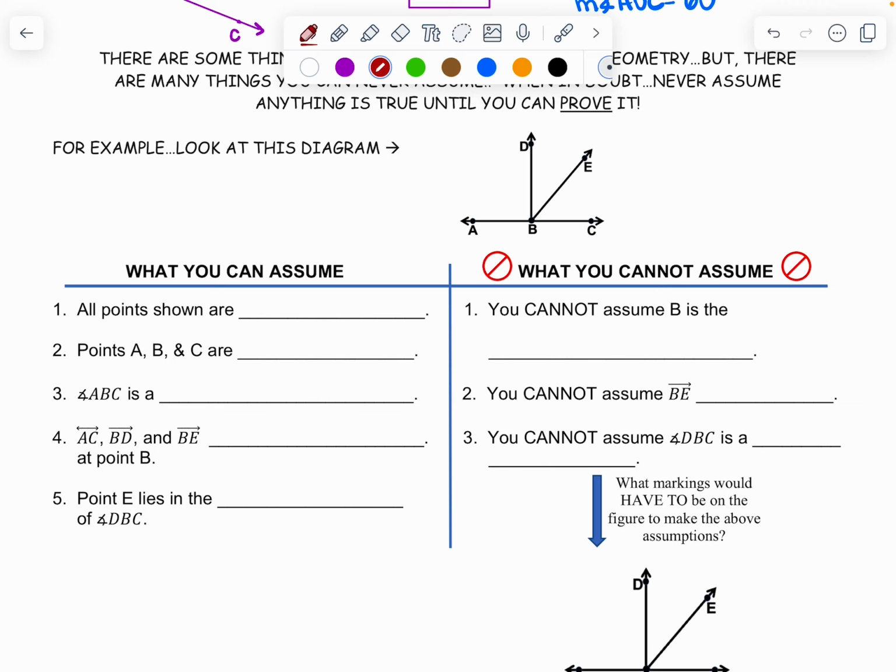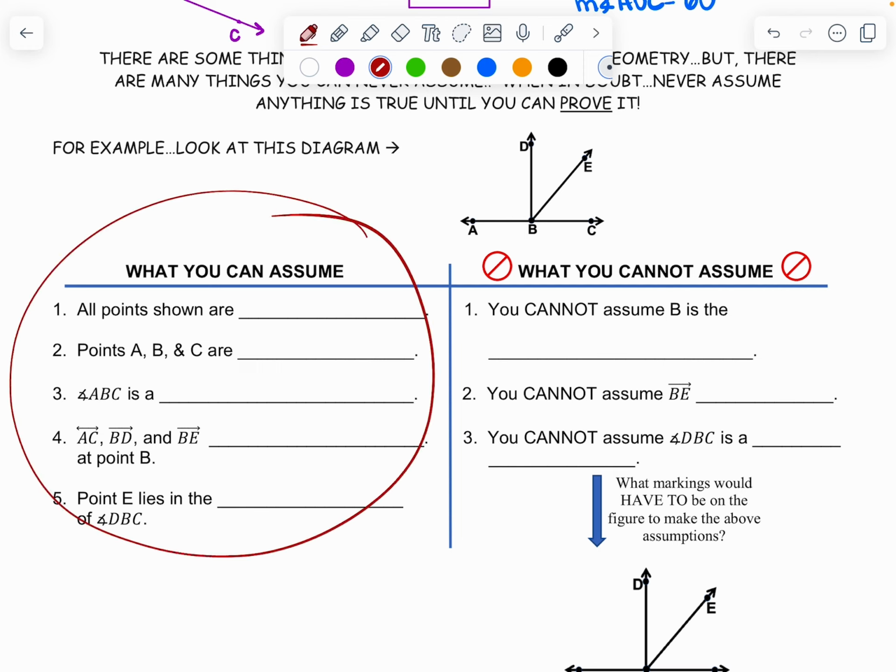about this. I keep mentioning that you can never make assumptions in geometry. There's very, very few things that you're able to assume are true. Everything else has to be proven and justified, right? That's what we're going to be doing for the next 17 weeks, is proving things and justifying why they have to be true. So let's just talk about really quick what you can assume.